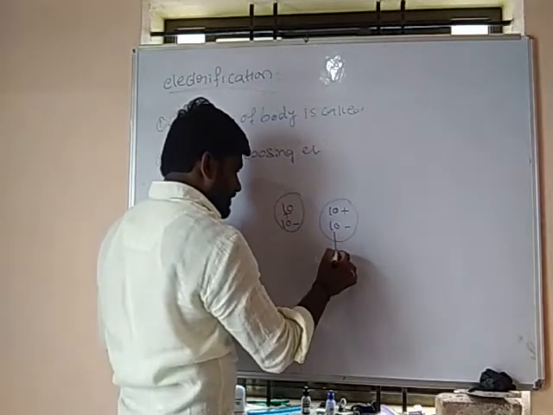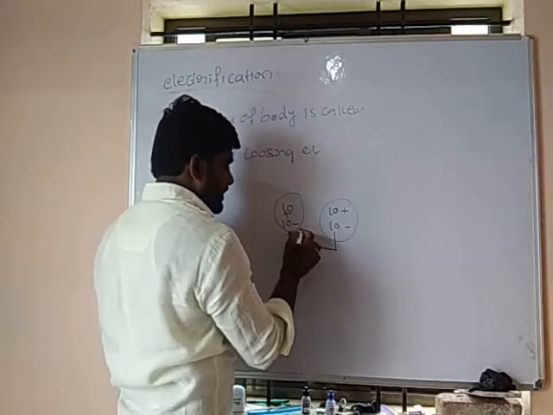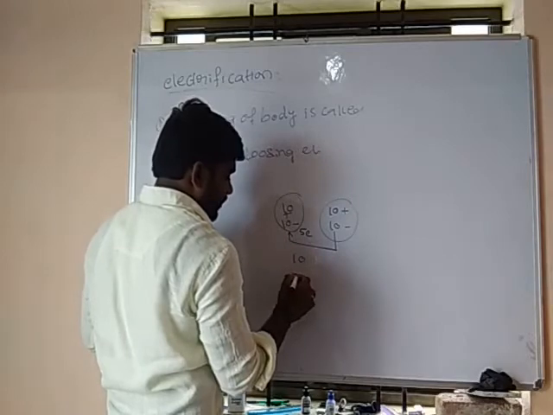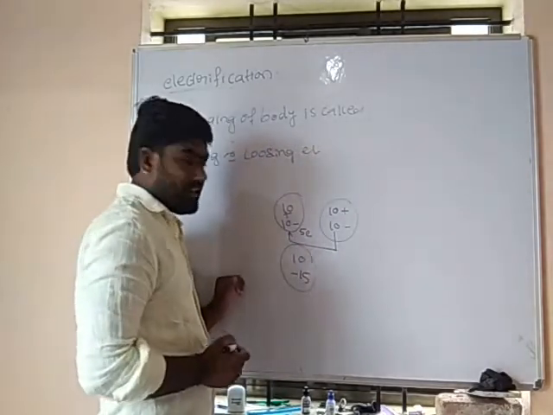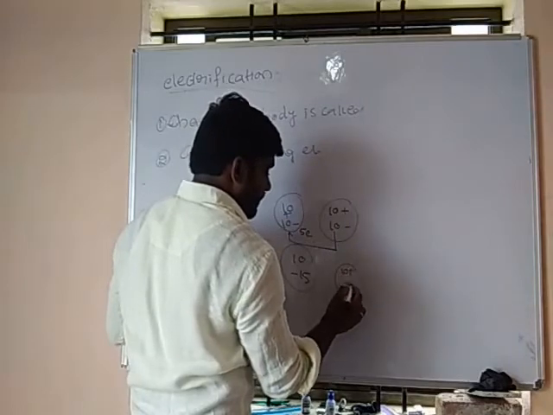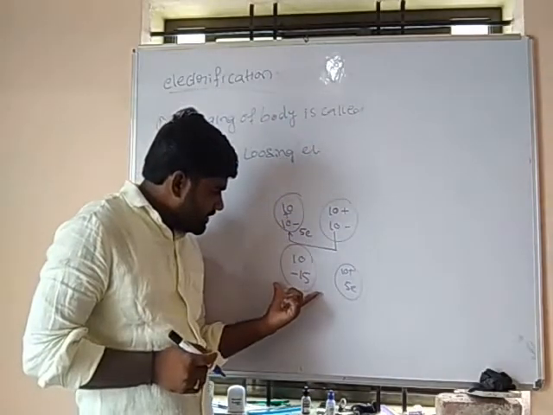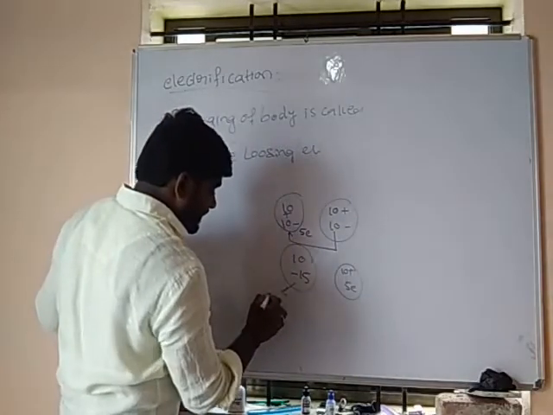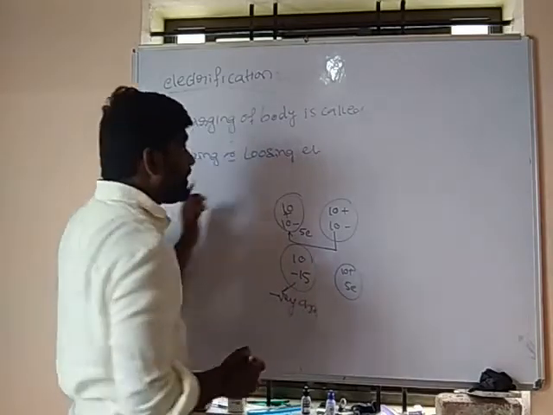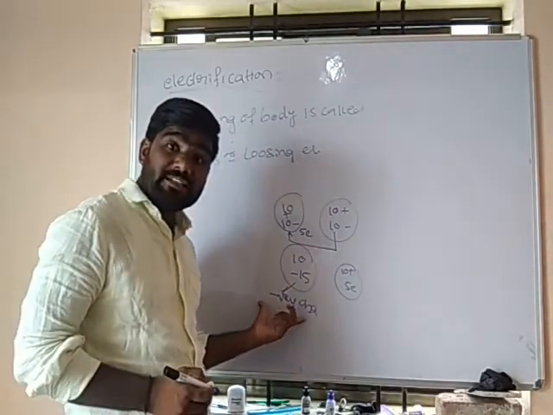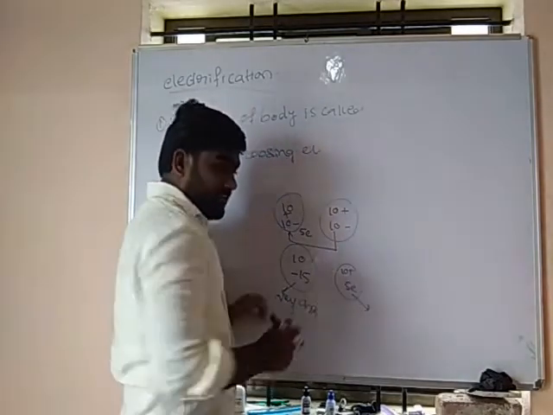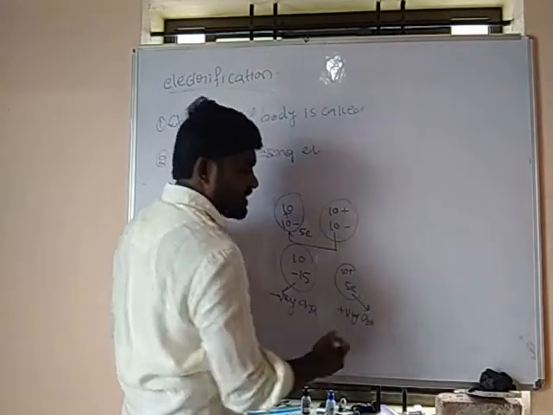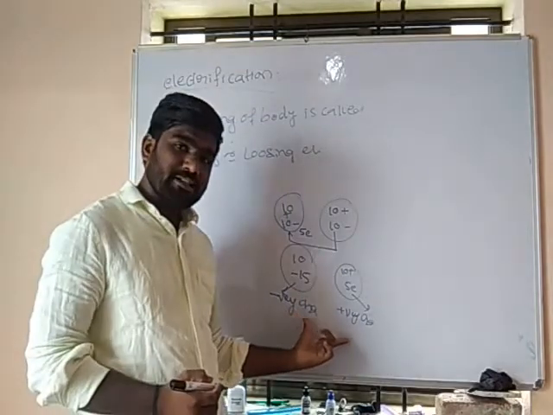See, if 5 electrons enter over here, then in total 15 electrons are there. Here 10 positives and 15 electrons are there. In this body, which is the dominant charge? Negative charge. So it is a negatively charged body. Here the dominant charge is positive, so it will be a positively charged body. This is how charging of bodies takes place.